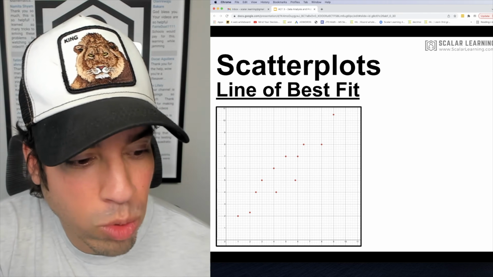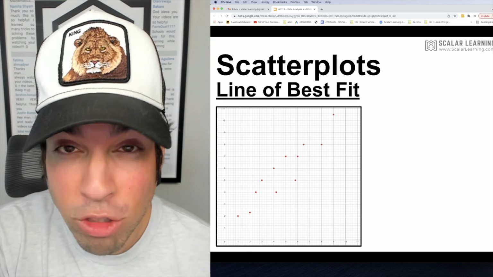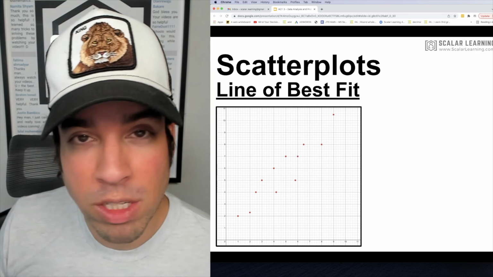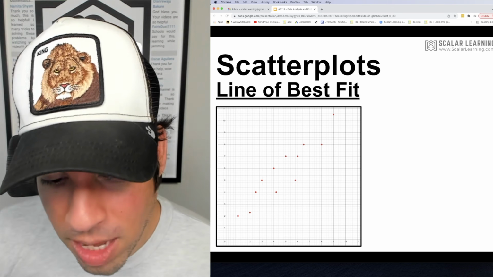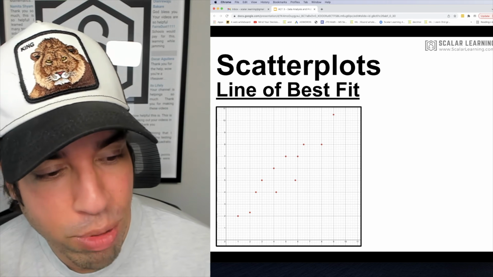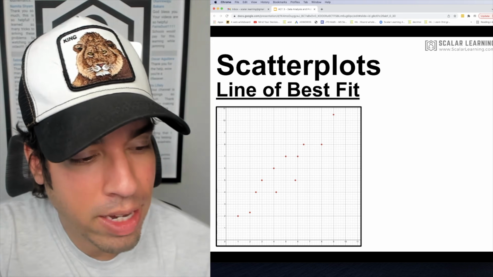Like, these could be actual data points of those values just plotted on here. So that's what a scatter plot is. Now, when we talk about a line of best fit, a lot of questions will ask about a line of best fit. What is that? It's basically trying to predict the pattern in this scatter plot.